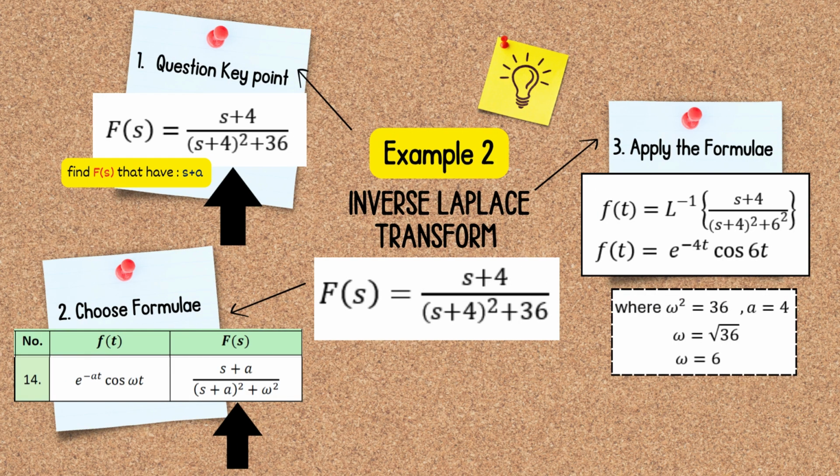Here, example 2. Step 1. Identify the question key point. For this example the key point is s plus a. Step 2. Choose the correct formulae. It is formulae number 14. Step 3. Apply the formulae. Determine the correct omega and a, so omega is equal to 6 and a equals 4.